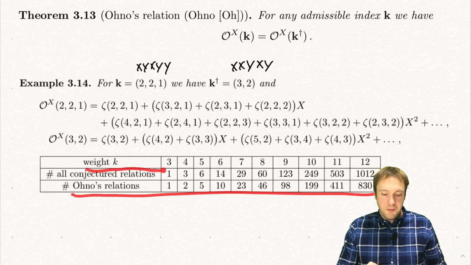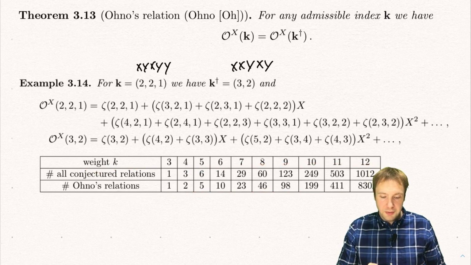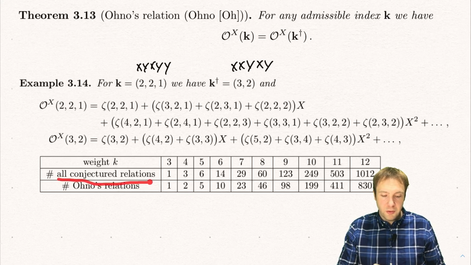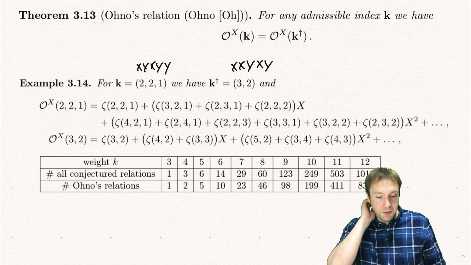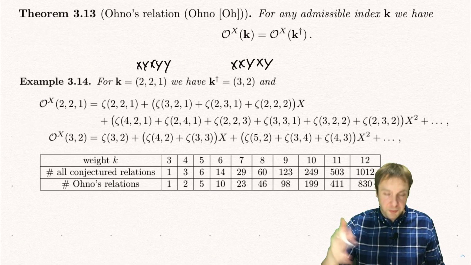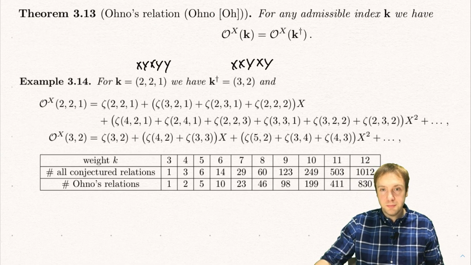So here in the fixed weight k, in weight 3 we have this one Ohno relation, zeta 3 equals zeta 2, 1, and in weight 4 we can get two relations, but we also see, in comparing this to all conjectured relations, that this is actually not giving everything. So in weight 4 there's one more relation which we do not get from the Ohno relation, and this relation is given by the finite double shuffle relation, which comes from the product zeta 2 times zeta 2.